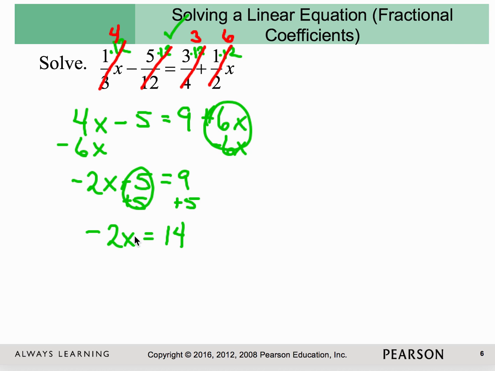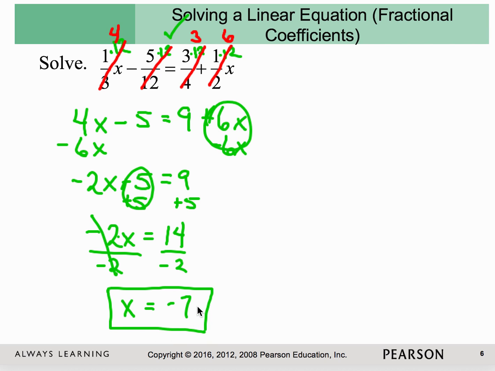Now undo anything being multiplied to the variable. Since it's being multiplied by negative 2, divide by negative 2 on both sides, because negative 2 divided by negative 2 is 1, so that's 1x, and 14 divided by negative 2 is negative 7. And once again, I'm going to leave the check for you, but remember, when we're solving an equation, you can always check your answer.